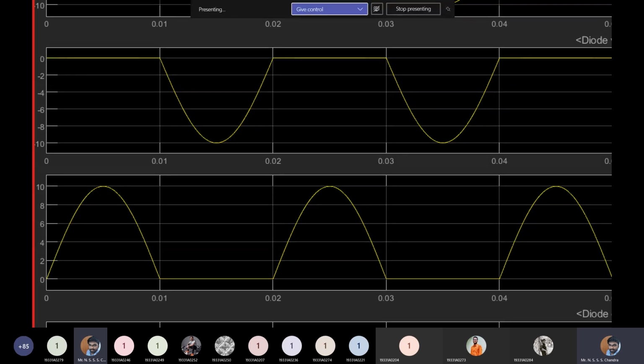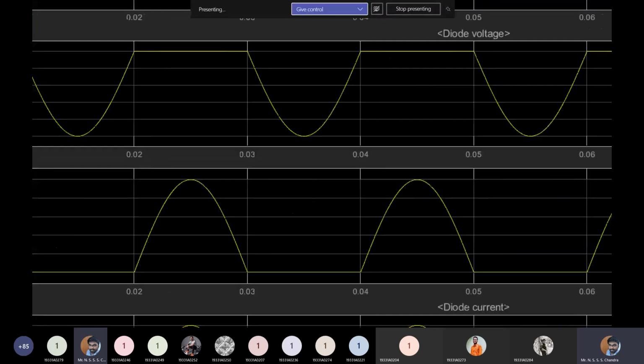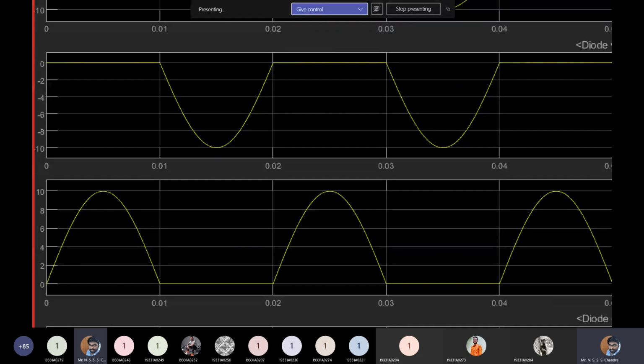Whereas for the negative half cycle, what happens? What's your output voltage for the negative half cycle? 0, right? And what is the frequency of your output voltage waveform? Is it 50 hertz or is it not 50 hertz? It's 25 hertz, sir. It's not 50 hertz, sir.